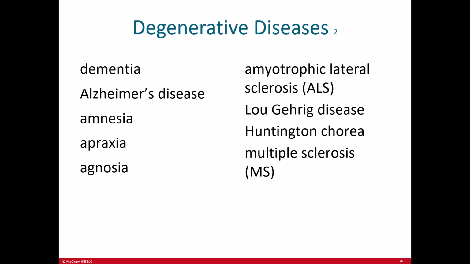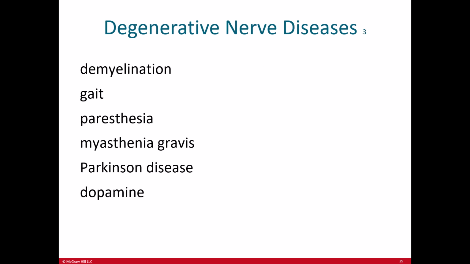So we have dementia, Alzheimer's disease, amnesia, apraxia, agnosia, amyotrophic lateral sclerosis, ALS, also known as Lou Gehrig's disease, Huntington chorea, and multiple sclerosis, which you've probably heard referred to as MS. We also have demyelination. Remember, this was when that myelin sheath was covering the axon, and now that it's demyelinating, which means that myelin sheath is breaking down. So therefore, that pathway for that nerve is not going to be nearly as strong as before. So your impulses might not fully get to where they're supposed to go.